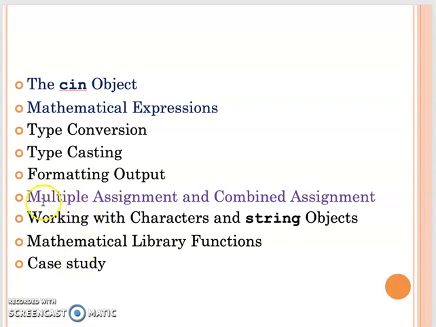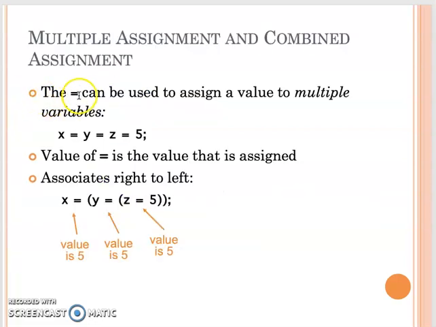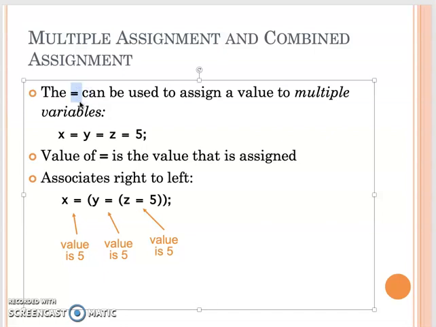In this video we will talk about multiple assignment and combined assignment. The assignment we talk about is the assignment operator, the equal sign. Earlier we learned that whenever we use the equal sign, it means you want to assign the right value to the left. Sometimes we use one equal sign to assign one value to a variable, or sometimes you can assign the value to multiple variables.